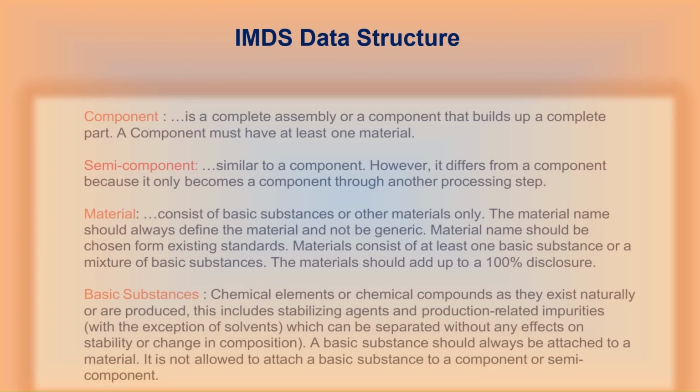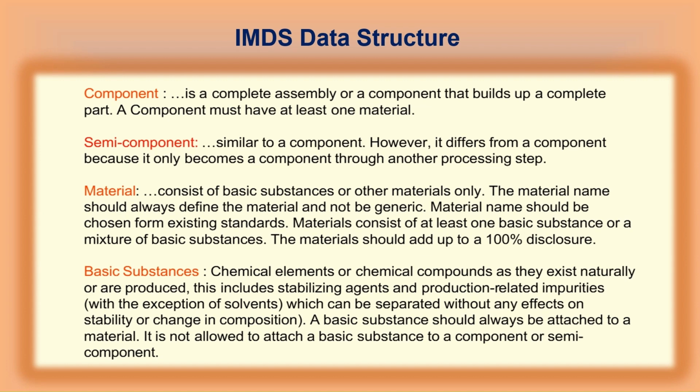IMDS data structure. A component is a part or complete assembly which makes a complete part. It must have at least one material. A semi-component is the same as a component except it has to undergo one more process to become a component. A material constitutes at least one basic substance or other materials only. Material name should be specific, non-generic, and chosen from existing standards.